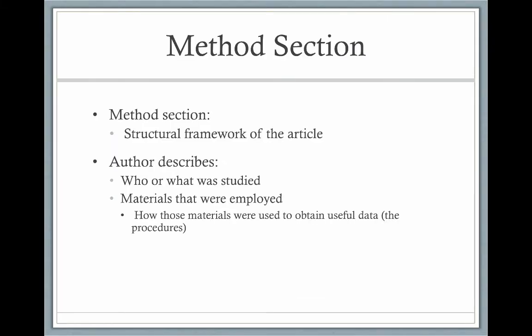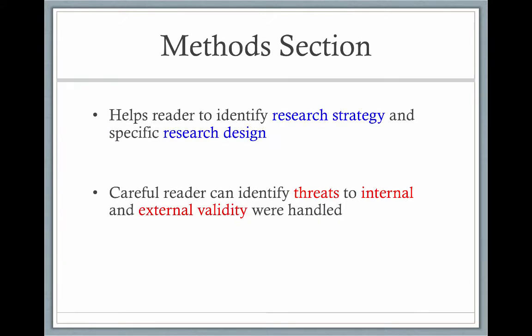We're going to talk about the methods section of the research article. The methods section is the structural framework of the article. The author describes who or what was studied, the materials that were used, and how those materials were used to obtain the data, the procedures, so the recipe of the research article.